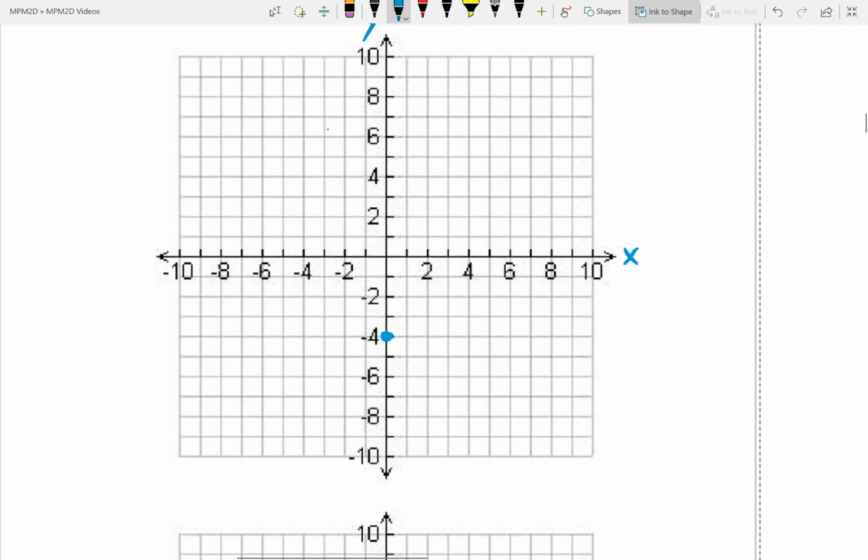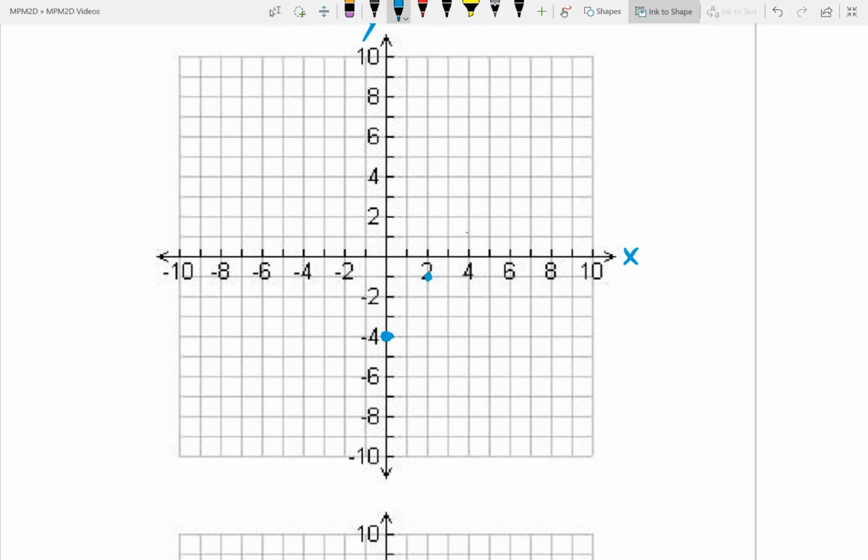Every grid square here has a value of 1. So if my rise over run is 3 over 2, I'm going to rise 3 squares, so 3 units. 1, 2, 3, and then my run is positive 2, so I'm going to go to the right positive 2 units or 2 squares, 1, 2, and right here is where I'm going to plot my next point.